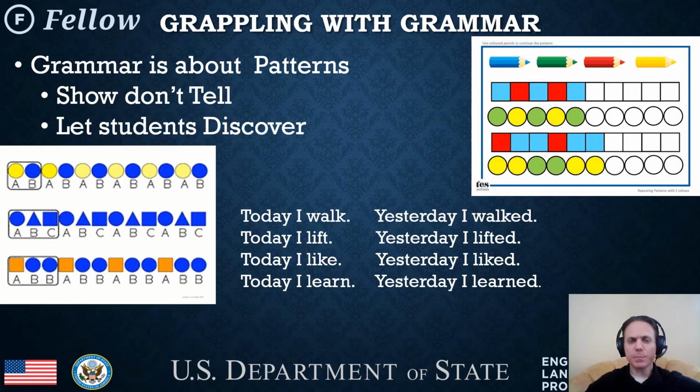For example, you can see here I have: today I walk, yesterday I walked, today I lift, yesterday I lifted. Have the students figure out, what do you see? What are the similarities here? What's the same and different between these different sentences, and see if they can figure out the pattern. Now, granted, this one is a fairly easy one, and it's not talking about irregular verbs and so on, but it's the same idea. When a student in your classroom can figure out the concept for themselves and then explain it to other students, they get that concept a lot more, and it really helps. So show, don't tell.